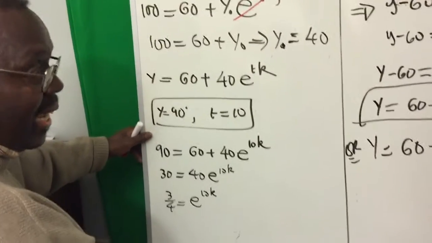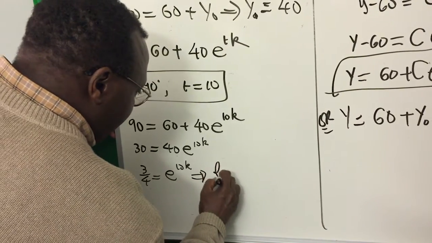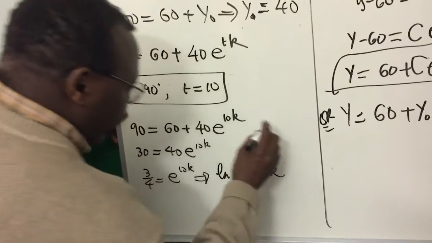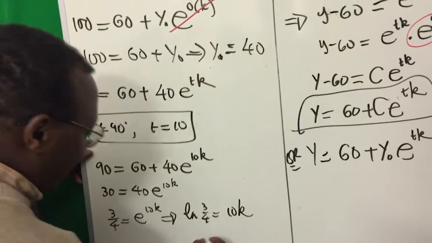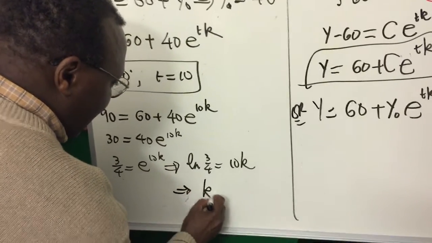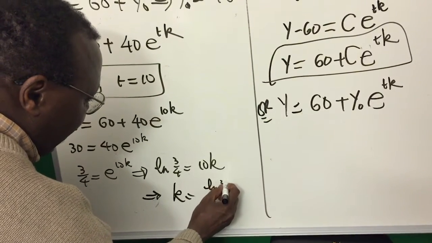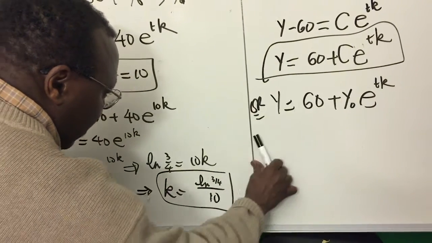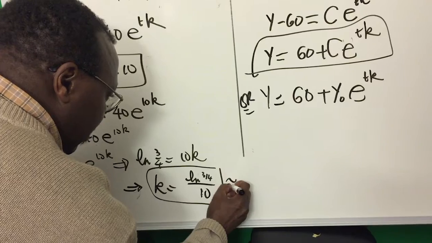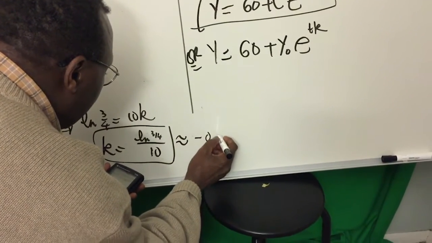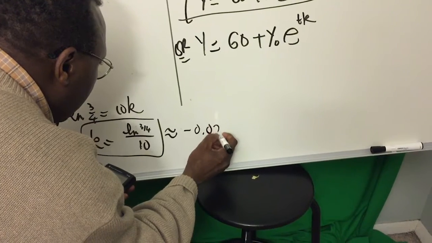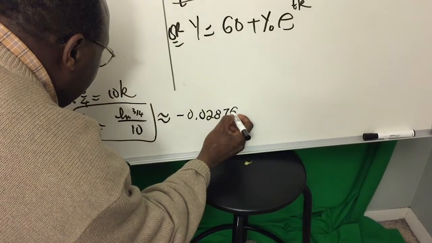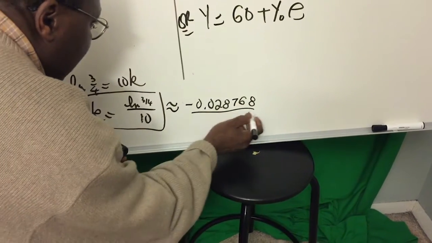^(10k). Take ln of each side. This is ln 3/4 and this one will be 10k. Divide by 10. This implies that k is ln(3/4) over 10. And you can write this as a decimal number, negative 0.0287668. That will be enough.